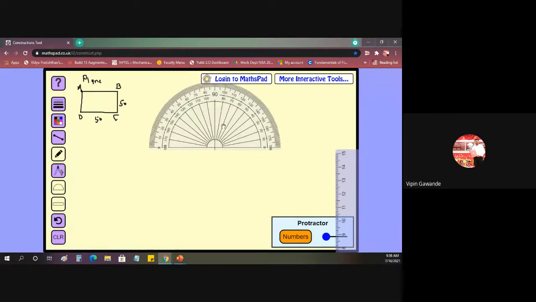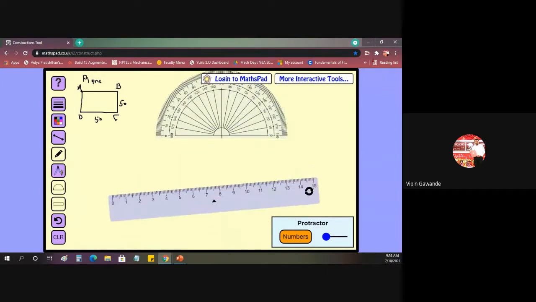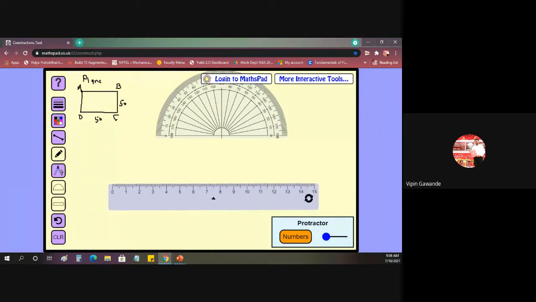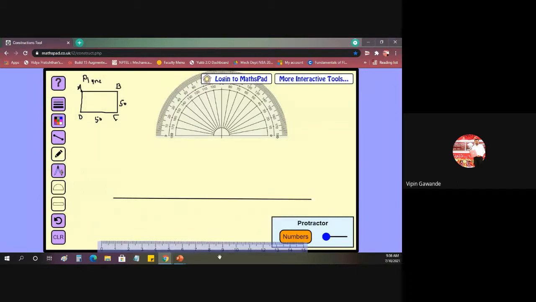Now, what is the first step to draw the dimensions? We have to first draw the horizontal line. So we will take first the horizontal line. So this is the horizontal line here.